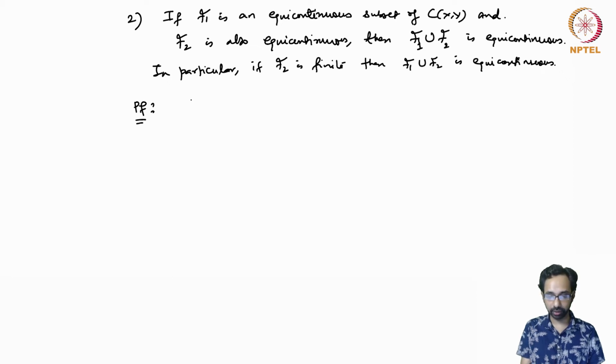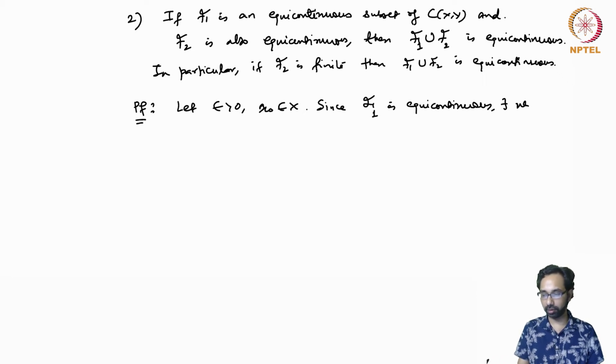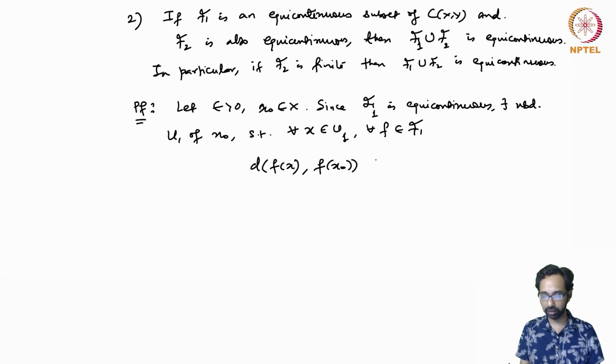So to show this proof, we begin with the equicontinuity of F1. Let epsilon be greater than 0 and x0 belong to X. Then, since F1 is equicontinuous, there exists a neighborhood U1 of x0 such that for all x in U1 and for all f in F1, the distance between f(x) and f(x0) is less than epsilon, and this same neighborhood U1 works for all the functions in this equicontinuous set F1.